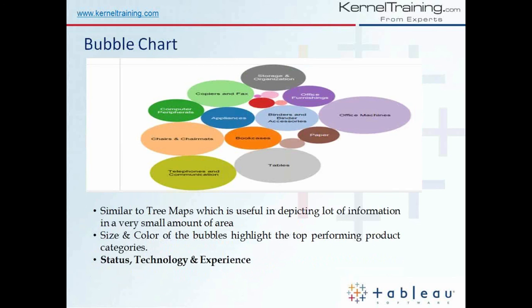This is another type, the bubble chart. These are all the bubbles. Bubble chart is similar to the tree map. You can also show the data, and we can change these colors. For example, if your bookcase is orange and you want it to be red, we can change the orange color into red. Like this, manually we can change these colors also.